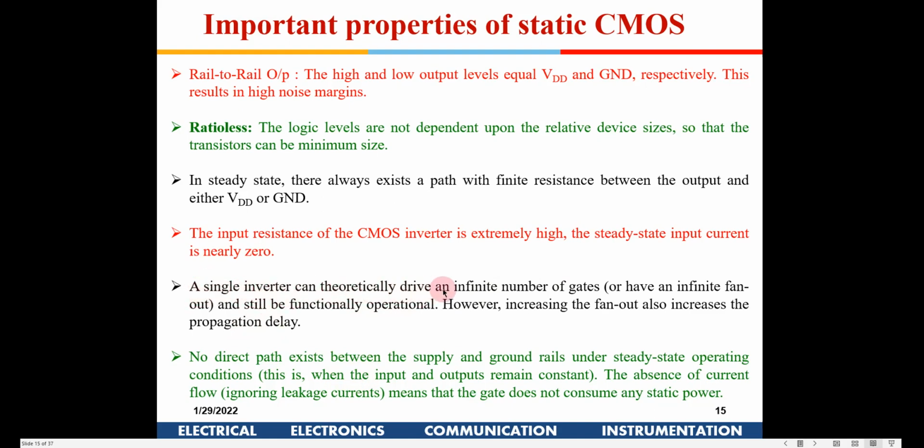A single inverter can theoretically drive an infinite number of gates. Unlike a BJT, where if you keep increasing the fan out, the current being supplied increases, and the output voltage VOH, even if it is 1, can fall below the prescribed limits, that doesn't happen for this inverter, because there is no gate current. So you can have infinite fan out. The only thing is, if you increase the fan out, the propagation delay increases. And no direct path exists between supply and ground in steady state. Only during transient is there a direct path between supply and ground. Otherwise, either the PMOS or the nMOS will be switched off at any given time, right?